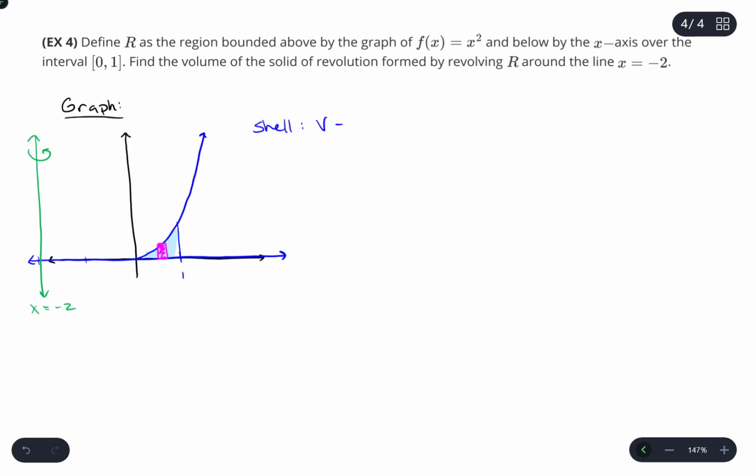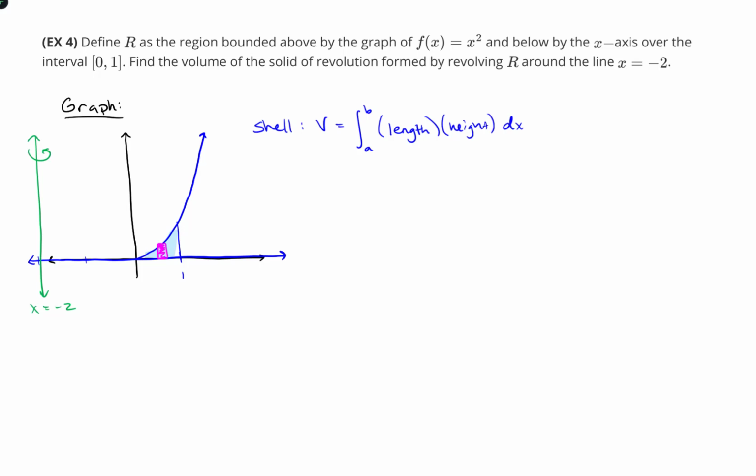All right, so that volume then is going to be the integral from the start to the end of my interval. And I'm going to need the length of each shell multiplied by the height of each shell. And I've just decided to integrate a vertical rectangle, so that's dx. Okay, so the integral from a to b, well, our rectangles start here from x equals 0 and then go over to x equals 1, so that's pretty straightforward.